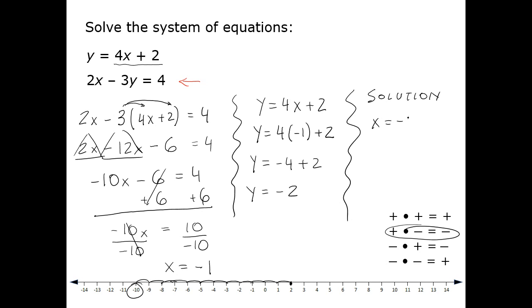So finally, our solution is x equals negative 1, y equals negative 2. And if you want to write it as a coordinate pair, negative 1 for x and negative 2 for y. And that's it.